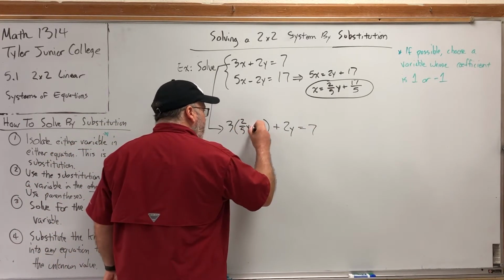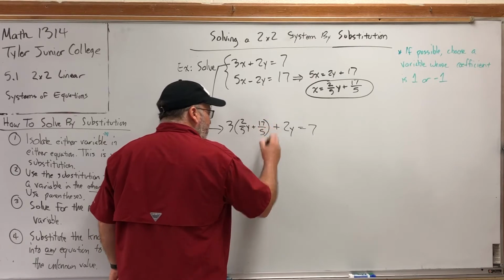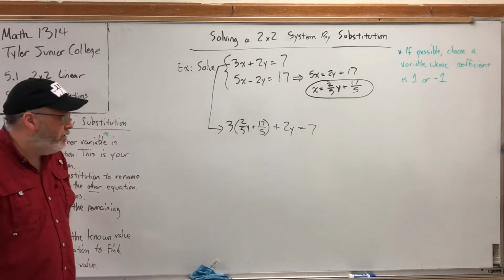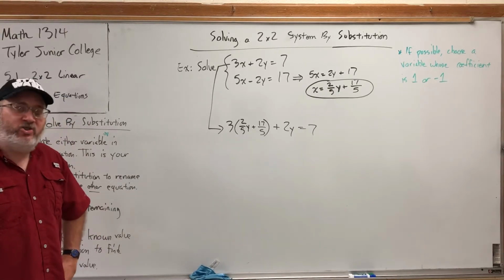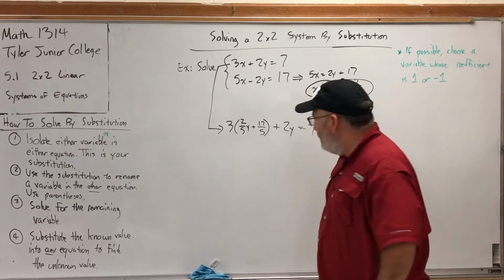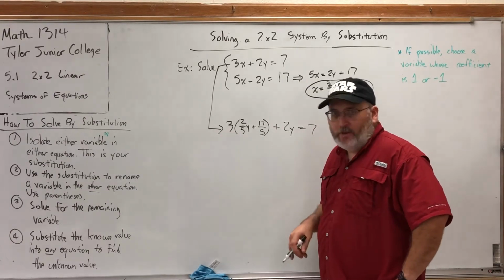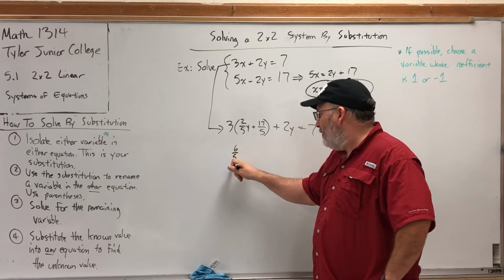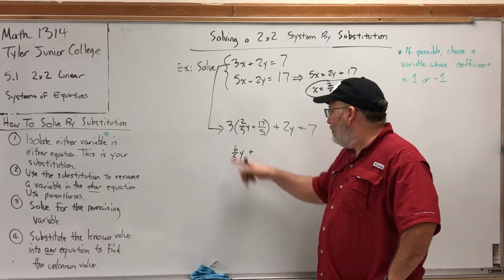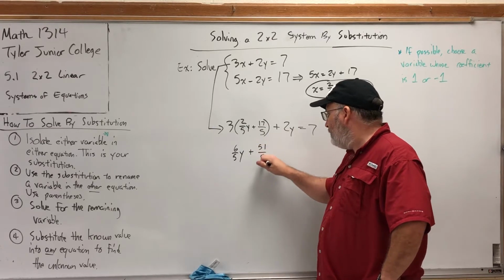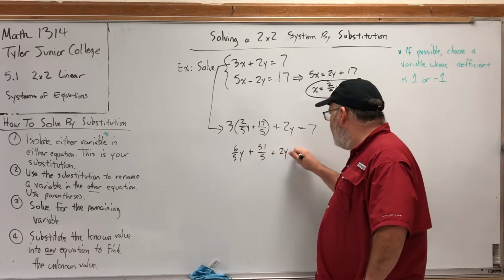2/5 y plus 17/5. The moves I'm going to make here are the same as I made in the previous video. It's just that they're being done with fractions instead of whole numbers. Distribute the 3. Think of it as 3 over 1 if that helps. 3 times 2/5 y is 6/5 y, plus 3 times 17/5 ends up being 51/5, plus 2y is equal to 7.